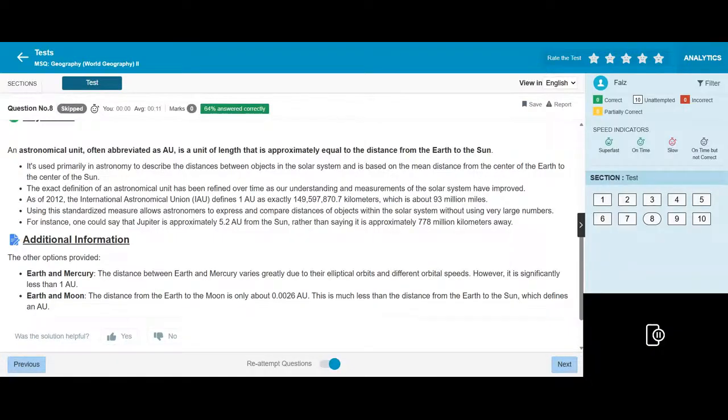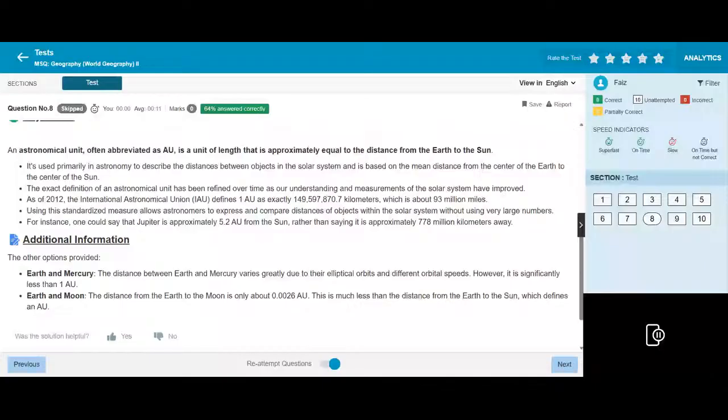The exact definition of the astronomical unit has been refined over time as our understanding and measurements of the solar system have improved. The International Astronomical Union defines one astronomical unit as exactly 149,597,870 kilometers. This standard measure allows us to express and compare distances of objects within the solar system without using large numbers. For instance, one could say Jupiter is approximately 5.2 AU from the Sun rather than saying it is approximately 778 million kilometers away.